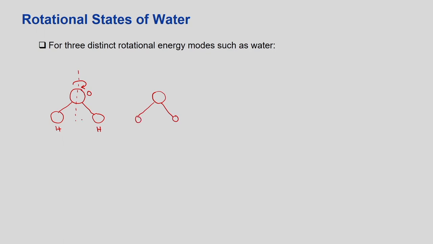Now, it is rotating around this axis. Now, I will make another axis something like this. So, it will rotate around this axis. So, this is oxygen, this is hydrogen, this is hydrogen. Once it rotates around this axis, it will have a separate moment of inertia. When it rotates upon the horizontal axis, it will have another moment of inertia.